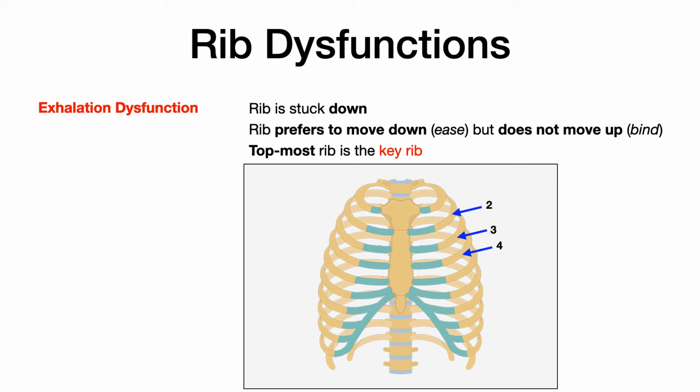And again, we always address and treat the key rib first. So incredibly important to understand the key rib, treating it first, and then knowing whether it's bottommost or topmost, depending on inhalation versus exhalation dysfunction. Now, if you're comfortable with that idea, we need to talk about how we treat exhalation dysfunctions.